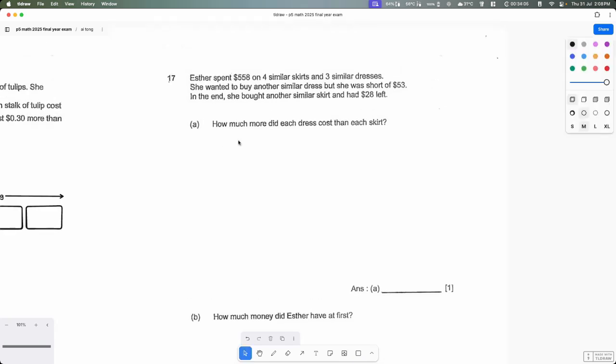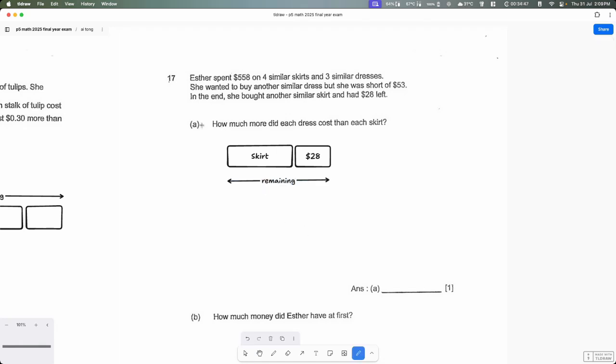All right, so to answer question 17 part A, how much more did each dress cost than each skirt? Let's go to the last sentence. In the end, she bought another similar skirt and had $28. So she had some money, right? She has a skirt, and then she had $28 left. That means this is the remaining money, so I'm going to put the arrow here. This is the remaining money.